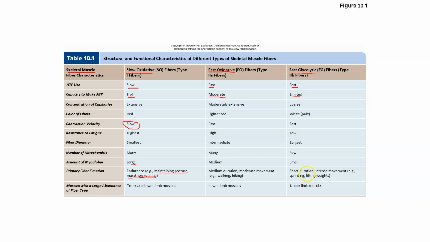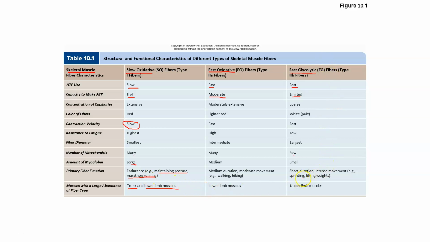Let's go right down to fast glycolytics. Short duration, intense movements, maximum strength. Sprinting, lifting weights, lifting a heavy box from the floor to the counter. The more fast glycolytics you have, the easier that's going to be because you will feel stronger. And this is where they're found. Red fibers, the slow oxidatives, are found in the trunk and lower limbs. As you would expect, maintaining posture and marathon running.